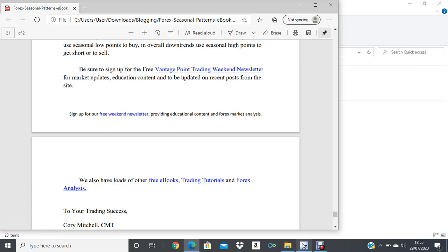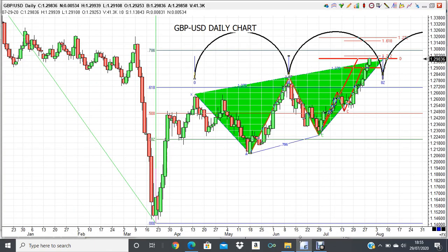Now, if you look at some charts, here's the British pound. If you look at this daily chart, you can see we've got a time cycle coming in right at the beginning of first week in August.